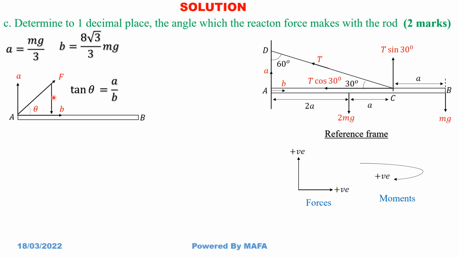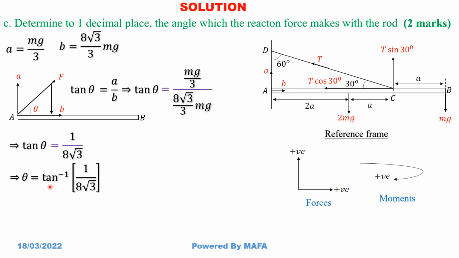So the tangent of theta is simply equal to what? The opposite, which is A, divided by the adjacent. So it means the tangent of theta is, our A is mg on 3 and our B is 8 root 3 on 3 mg. So simplifying, we get that the mg's are going to cancel. The 1/3 here is going to cancel the 1/3 here. So we are simply left with the tangent of theta is equal to 1 on root 3. But remember, we are finding the angle, not the tangent of the angle. Meaning that our theta is equal to tan inverse of 1 over 8 root 3. So that's it. So your assignment is actually to compute this value and put your answer to one decimal place.